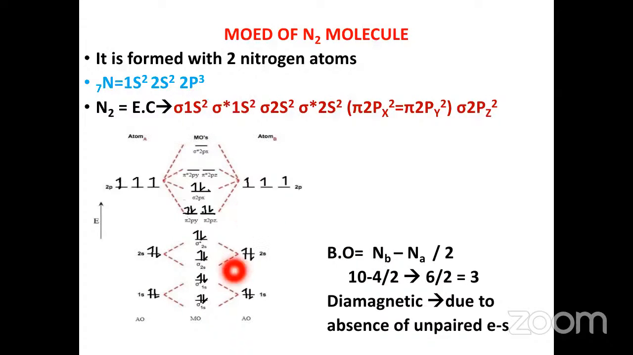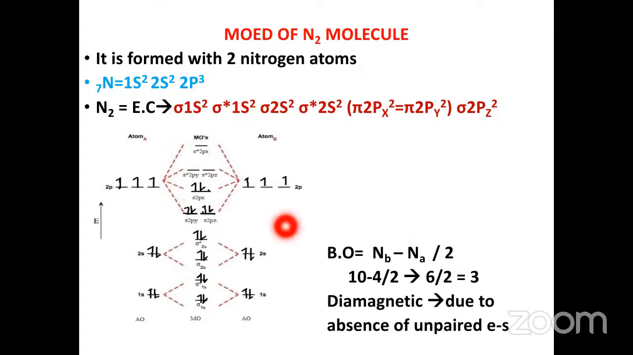Here 2 electrons, and 2, and here 4 plus 2 is 6, and 6 plus 2 is 8, 8 plus 2 is 10. And for antibonding, the Na is nothing but the number of electrons present in antibonding molecular orbitals. Antibonding means sigma star or pi star orbitals are antibonding molecular orbitals. Now here in this sigma star 2s has 2 electrons, and sigma star 1s has 2 electrons. So total 4 electrons. So 10 minus 4 by 2 is equal to 3. Then the bond order of the nitrogen molecule is 3.